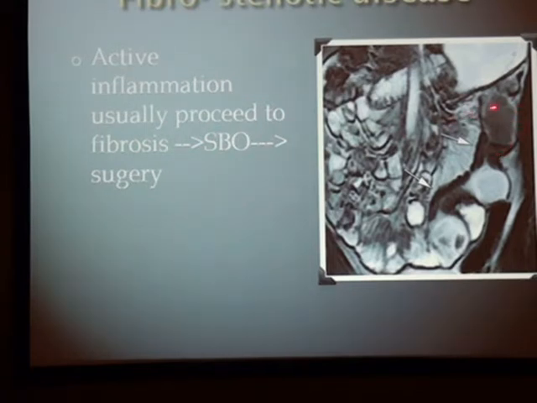Here in this MR coronal image, we can see a long fibrostenotic segment. The fibrosis appears as low signal intensity, and this leads to intestinal obstruction in this patient, where we can see dilated bowel loops and dilated stomach.